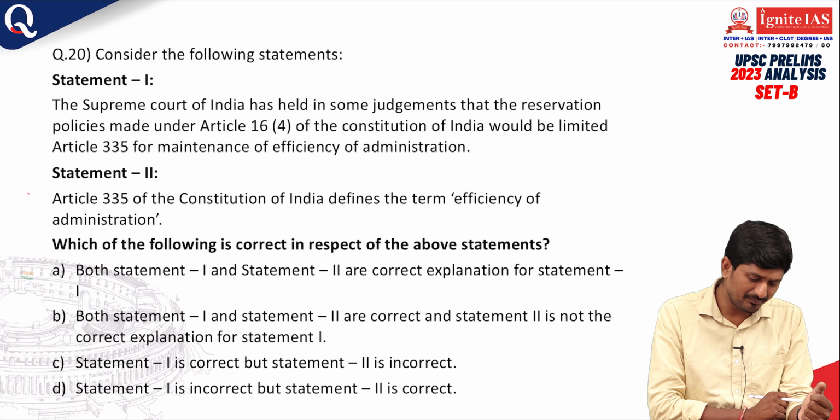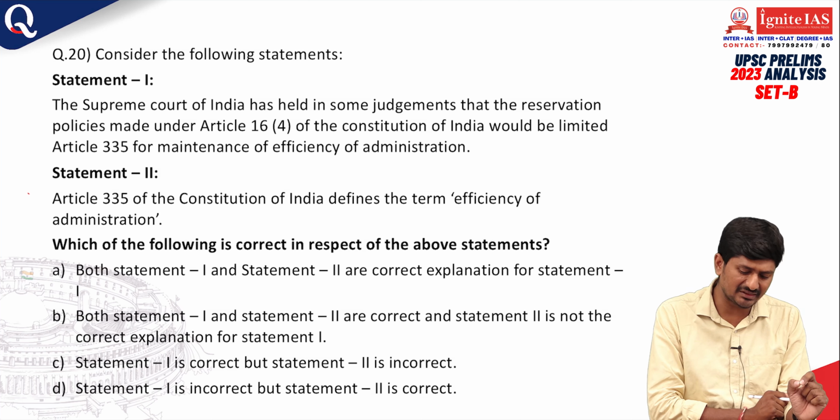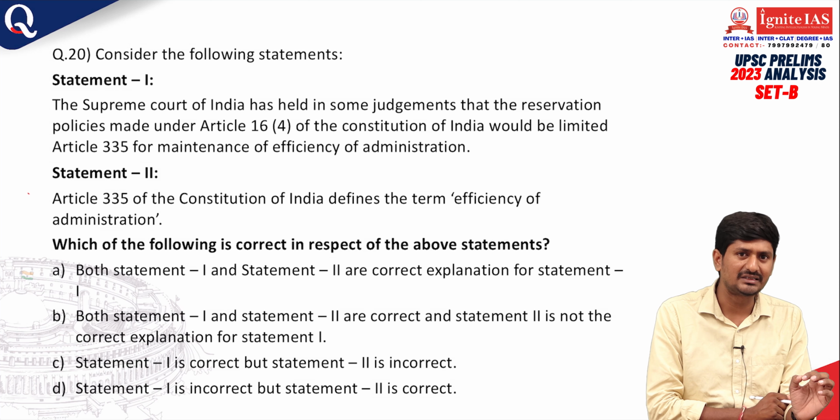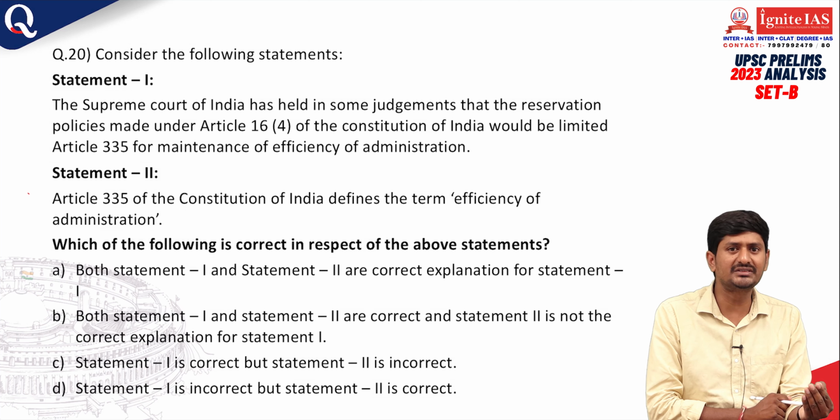Write down question number 20. Statement number 1, the Supreme Court of India has held in some judgments that reservation policies made under Article 16 Clause 4 of the Constitution of India would be limited under Article 335 for the maintenance of the efficiency of administration. Actually, this is the right statement. Why? Because in the Nagaraj versus Union of India case, the Supreme Court has given certain safeguards against the misuse of reservations, stating that if anybody wants to claim reservations in promotions especially, there are certain things that must be demonstrated by the state. What are those?